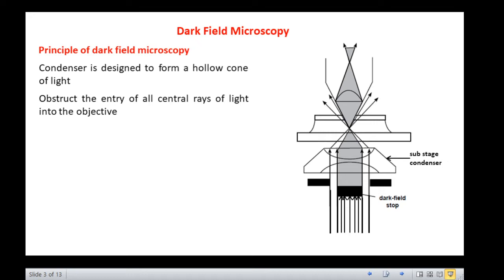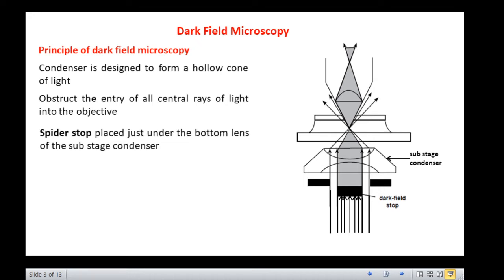There are several pieces of equipment that are utilized to produce dark field illumination. The simplest is a spider stop placed just under the bottom lens of the substage condenser. Both the aperture and field diaphragms are opened wide to pass oblique rays.